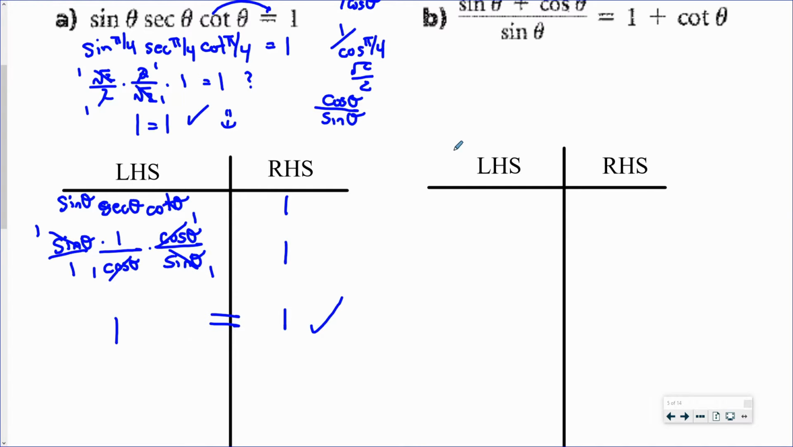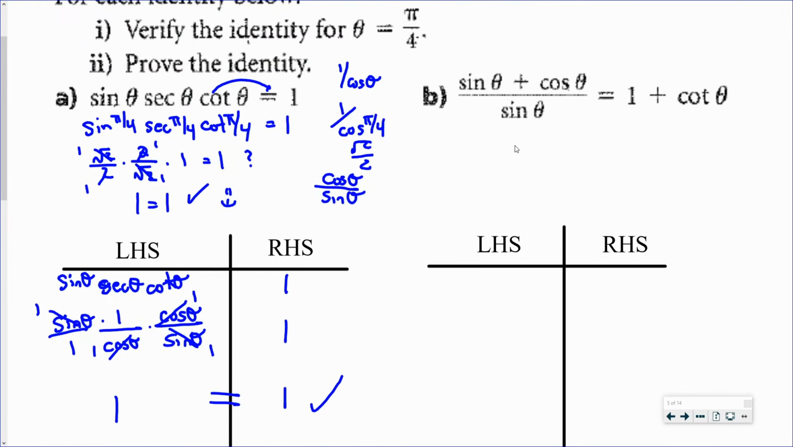We got another one. Now to save some time, I'm not going to plug in and show you that it works for pi over 4. Just believe me that it does. But I would like to prove the identity. So this time we have things on both sides, and we need to show that the left-hand side is the same as the right-hand side.